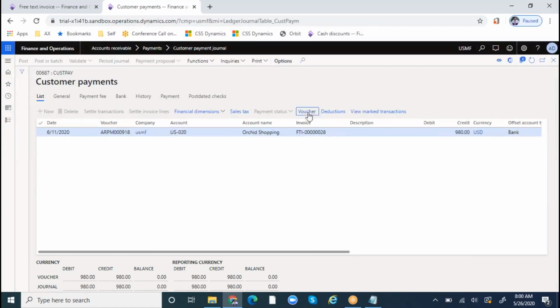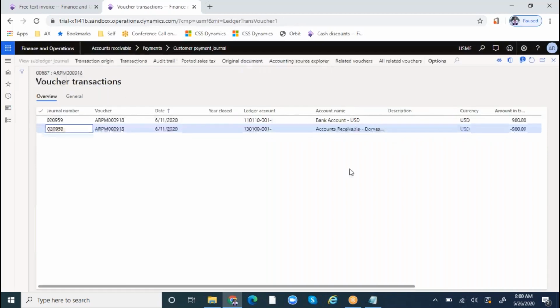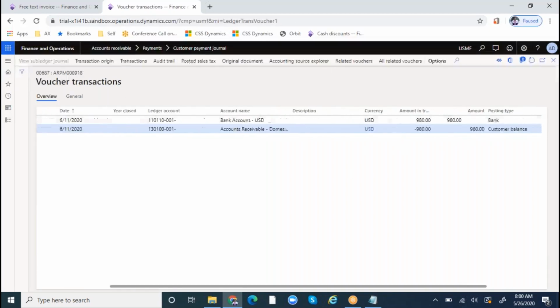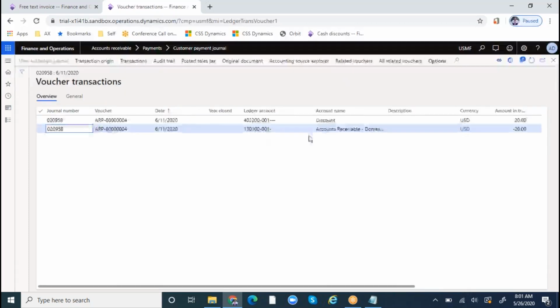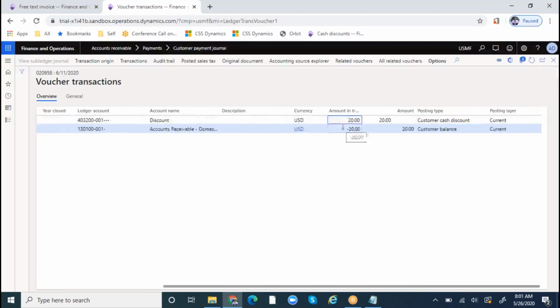If you click on voucher, it will show this 980 related voucher only. So here bank account debit to customer account credit. If you want the 20 related information, click on related vouchers. Then it will show the related voucher. You can click on voucher: discount account debit to customer account credit.